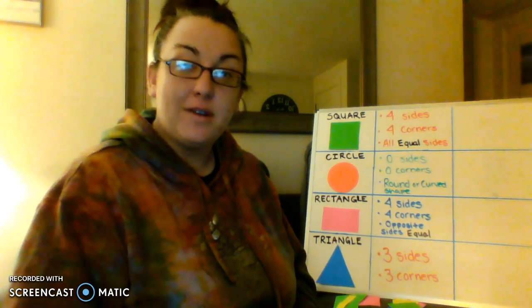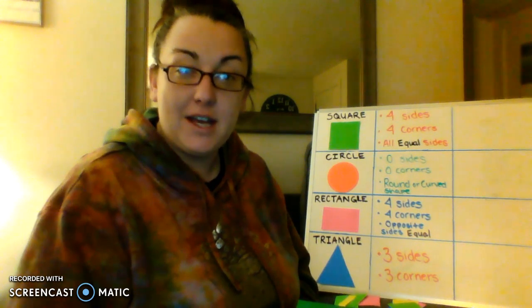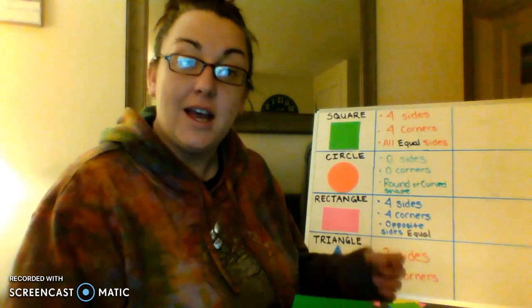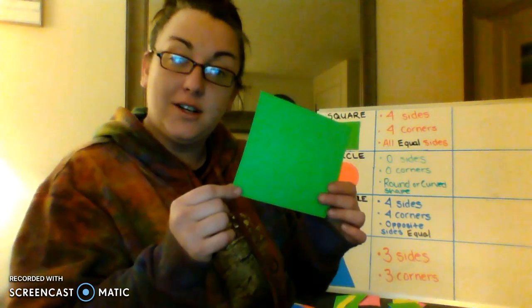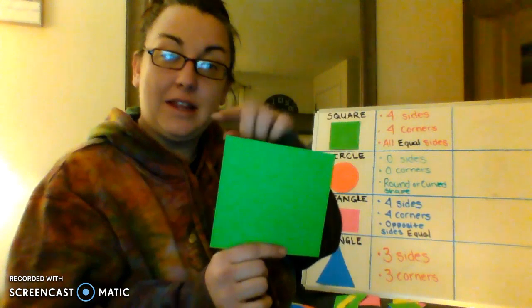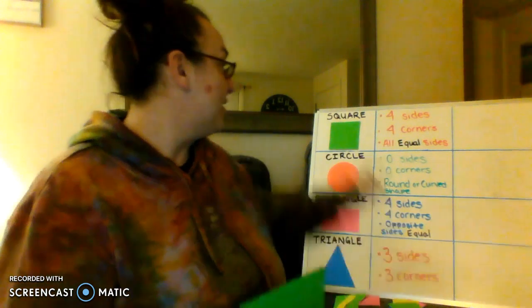Okay? So what I'm going to do is hold up a shape and say the name of it, and then I want you to repeat it back to me. Then we're going to look at the sides, the corners, and talk about the length of each side to define each shape. Okay? So we're going to start with a square.